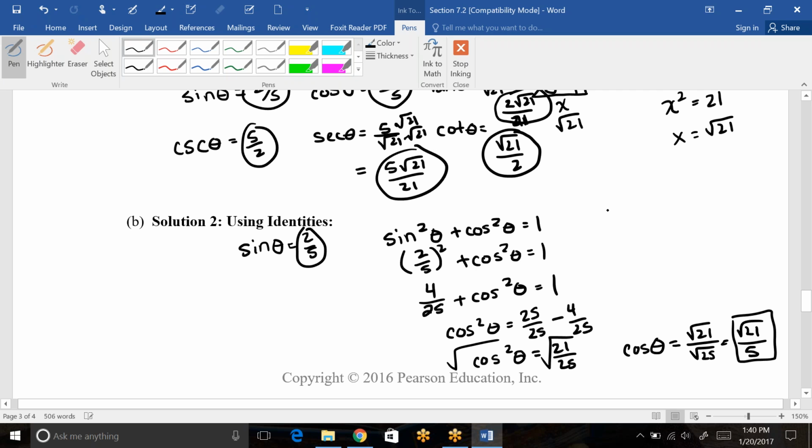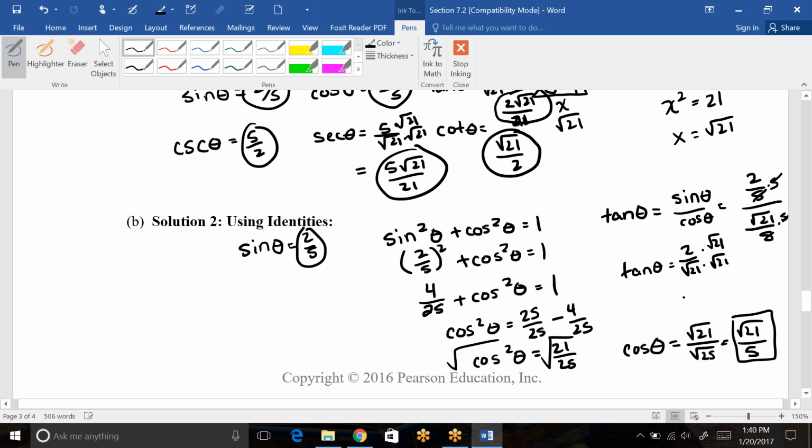And then we can use the fact that tangent theta, this is another identity, is sine theta over cosine theta. So this is 2/5 over square root of 21 over 5. You could just times top and bottom by 5. That clears out those fractions. So that tells me that tan theta is 2 over the square root of 21, which we already learned we had to rationalize. And that gives us the 2 square root of 21 over 21. And then we would just need to flip all for the other 3. So that part doesn't change.